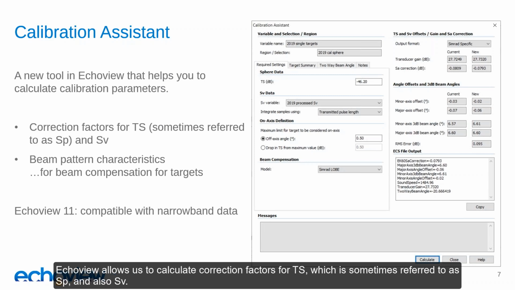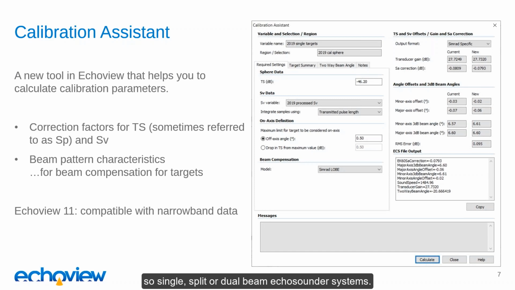Echoview allows us to calculate correction factors for TS, which is sometimes referred to as SP, and also SV. And we can calculate our beam pattern characteristics so that we can accurately beam compensate our targets. Echoview 11, the calibration tool, is compatible with any narrowband data file format that Echoview supports, so single, split, or dual beam echosounder systems. And the assistant is licensed with the Echoview Essentials module.